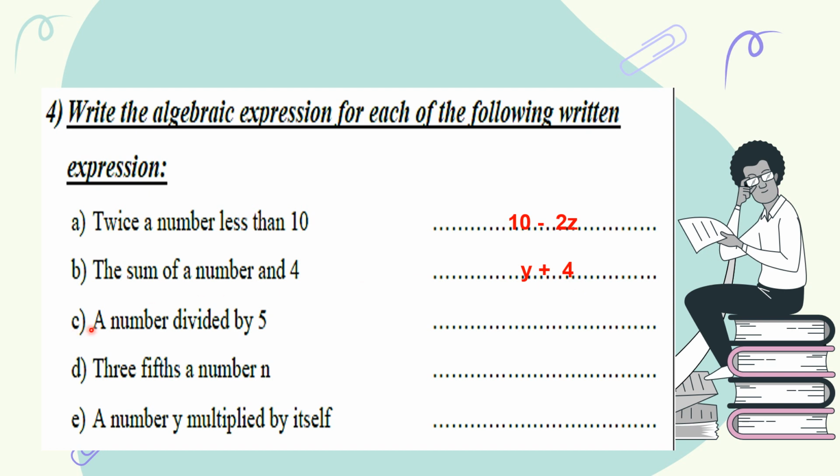In letter C, a number divided by 5. So the variable divided by 5. So here p divided by 5. In letter D, 3/5 of a number n. So 3 over 5, which means 3/5 times the number n, which equals 3 over 5 times n. In letter E, a number y multiplied by itself. So it will be y times y.